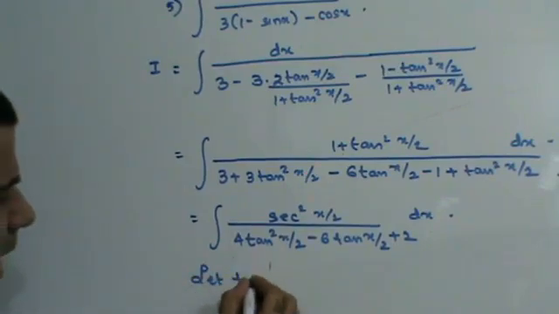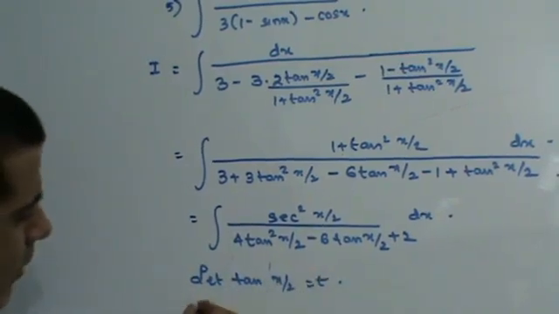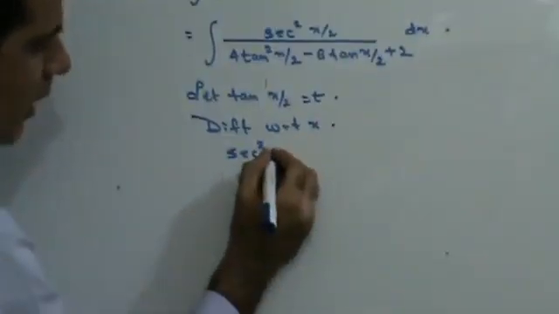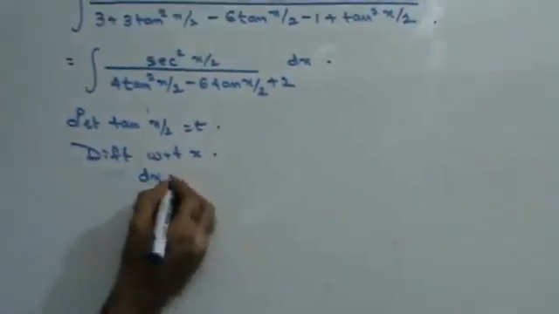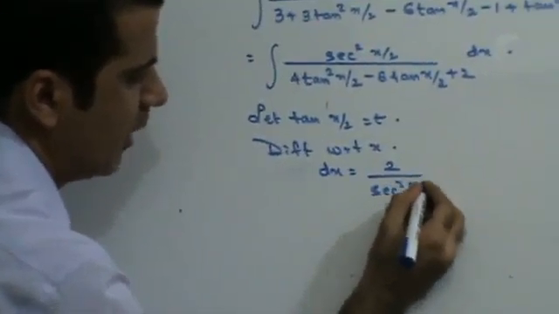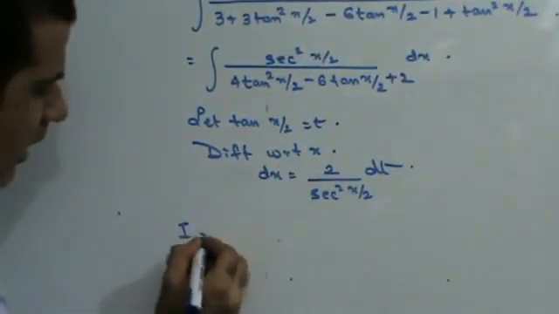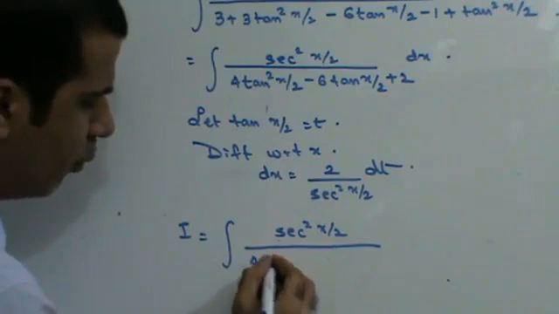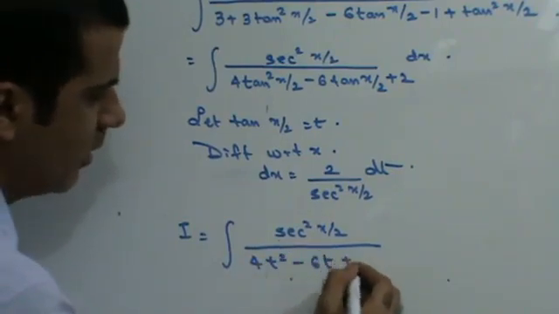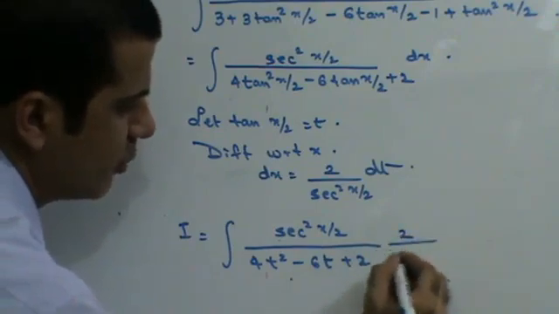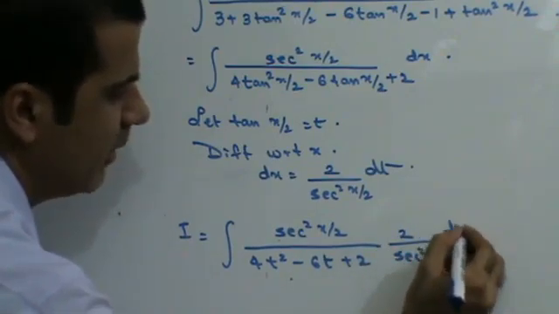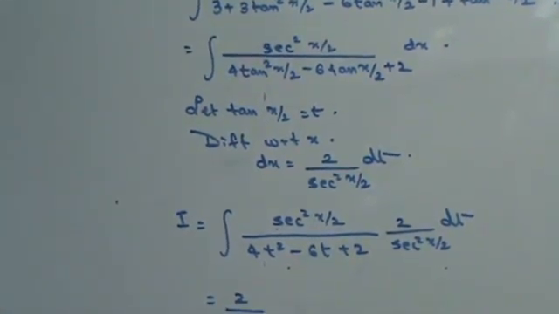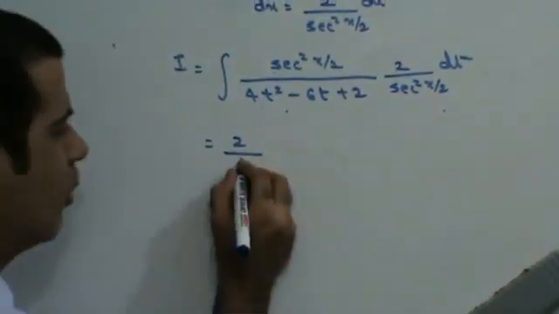Let tan x by 2 equal to t. Differentiate with respect to x. So you will get dx is 2 upon sec square x by 2 dt. I could say I is integral of sec square x by 2 upon 4t square minus 6t plus 2. Dx can be written as 2 upon sec square x by 2 dt. This can be written as 2. Quadratic in the denominator. Coefficient of square term should be 1. So I'm going to take 4 common out in the denominator.